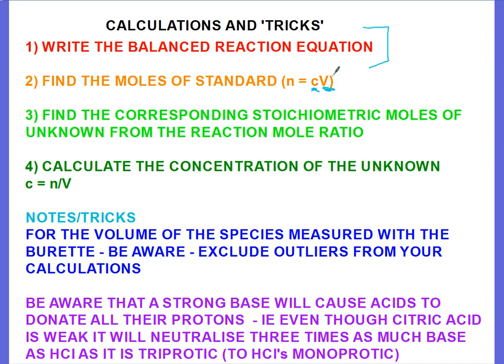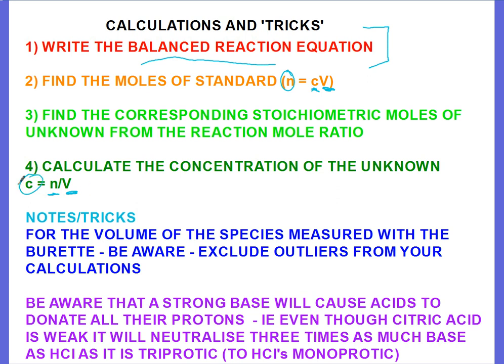So once you know the concentration and volume of the standard, you can find the moles of the standard. Now once you know the moles of the standard, you can use your balanced equation to find the moles of the unknown. And once you know the moles of the unknown, you obviously also know the volume of the unknown, because that's part of the titration. Whether the unknown was in your conical flask or the burette, you know the volume. So once you know the number of moles and the volume, you can find the concentration of the unknown.